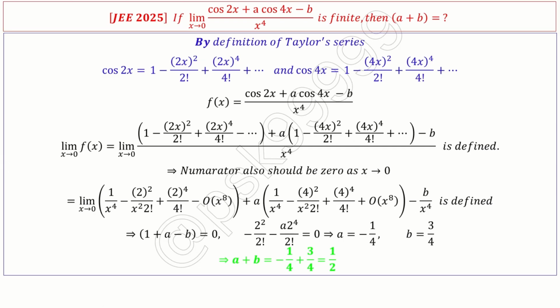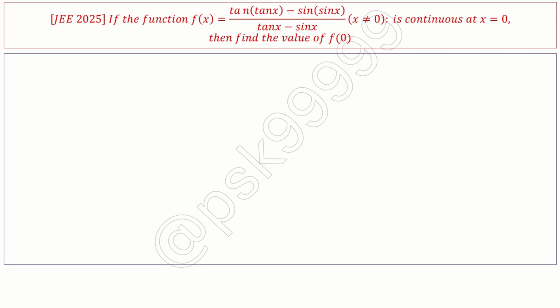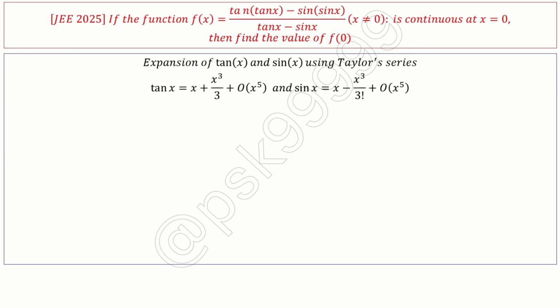Okay, next. If the function f of x is equal to tan of tan x minus sin of sin x divided by tan x minus sin x, where x is not equal to 0, is continuous at x equal to 0, it's given. Then find the value of f of 0. So this is very difficult if you want to apply L'Hospital rule, correct? So this is a fantastic question to solve using the Taylor series. Now, first remember the Taylor series expansions.